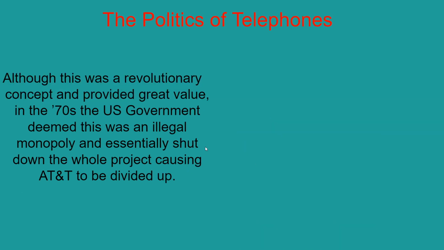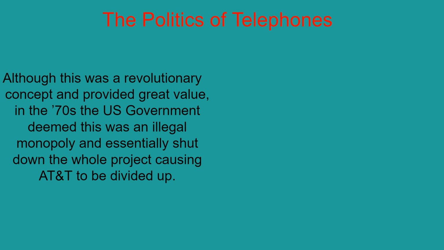Although this was a revolutionary concept and it provided great value, there were political issues that tied into it. In the 70s, the US government deemed this was an illegal monopoly and essentially shut down the whole project, causing AT&T, which was actually the number one provider for telephone services, to be divided up into various sections. I believe it was 163 different components.